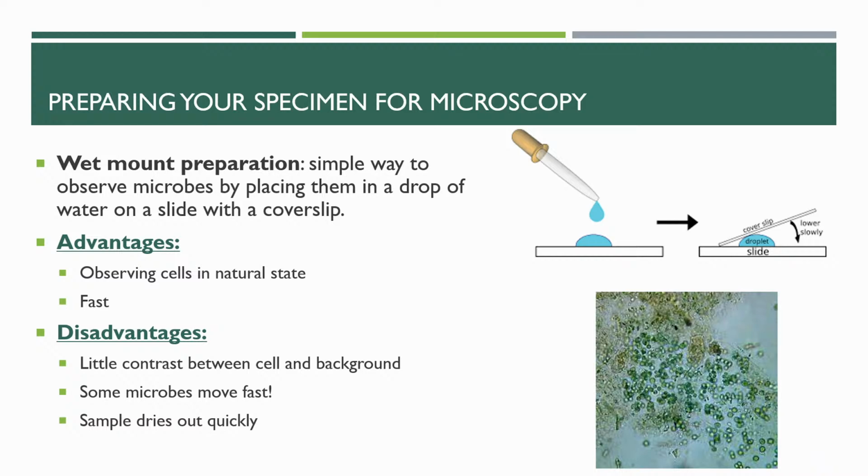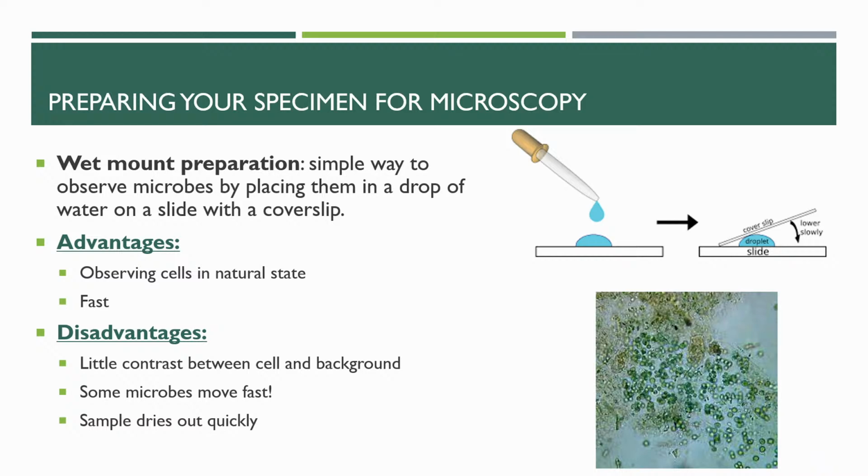This is called a wet mount preparation. So it's a simple way to observe microbes by placing them in a drop of water on a slide with a cover slip. So here you have a slide, you put the drop, and then you cover it with a cover slip. So anything that's wet, that's in a drop of water that you put on a slide, has to be covered with a cover slip so that the water is contained within the cover slip.